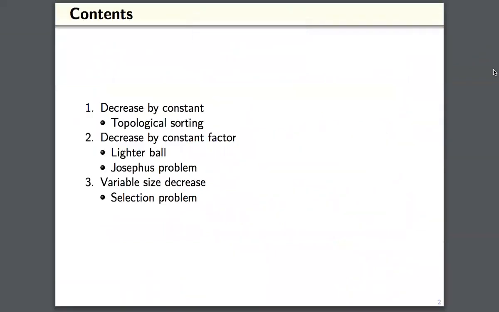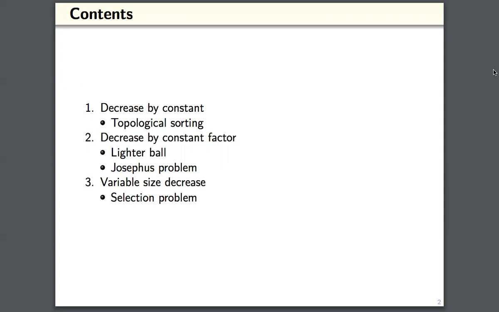So what is decrease and conquer? Decrease and conquer is another very powerful algorithm design technique. It's a good algorithm design technique. And binary search, you have learned about binary search, right? Binary search belongs to this category, decrease and conquer.